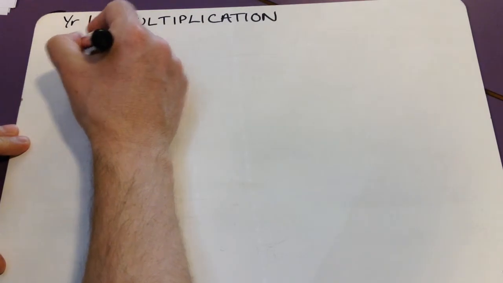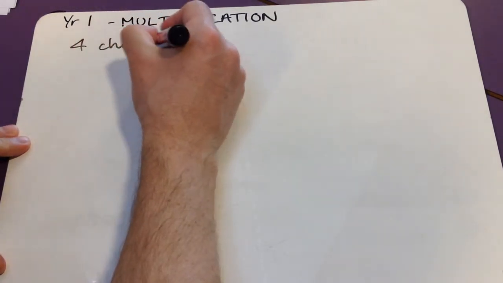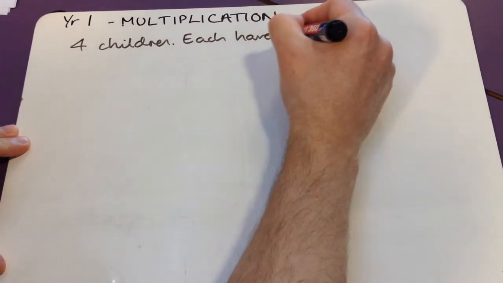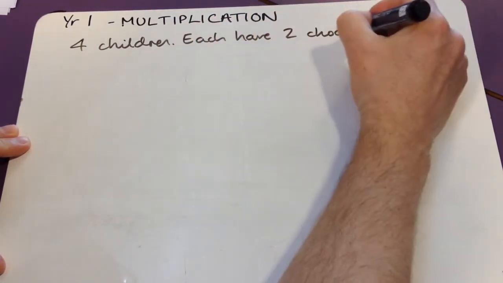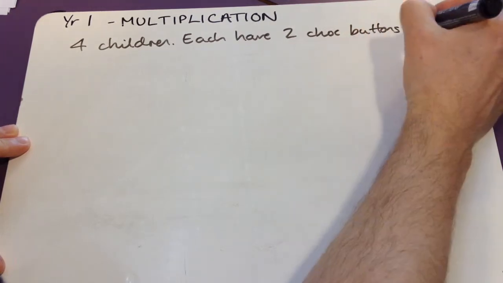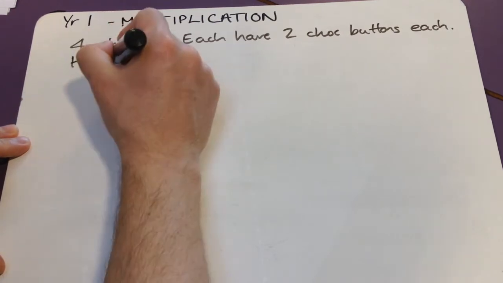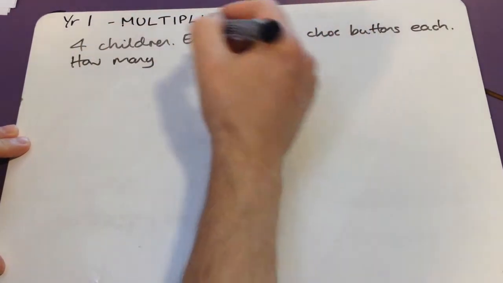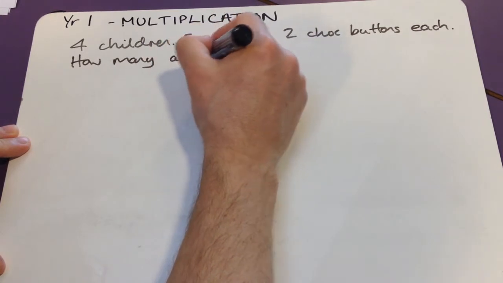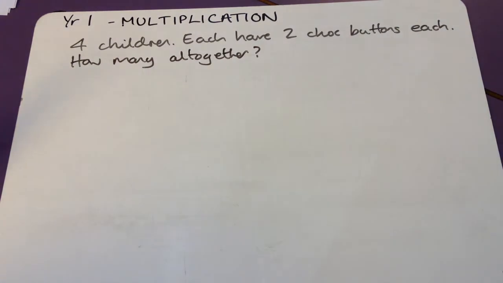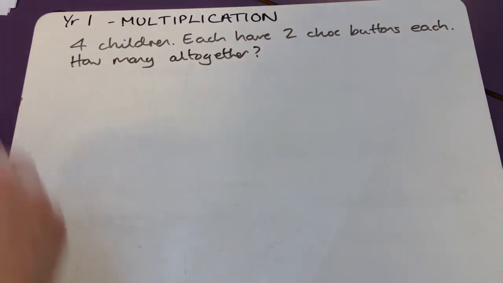So for example, if I give a context of 4 children, and they each have 2, say, chocolate buttons each, just shortening this down a bit, how many is that altogether? How many chocolate buttons do they have all together? So let's just get an image of our chocolate buttons.